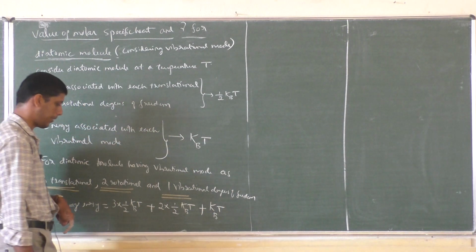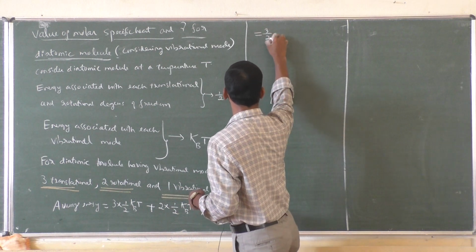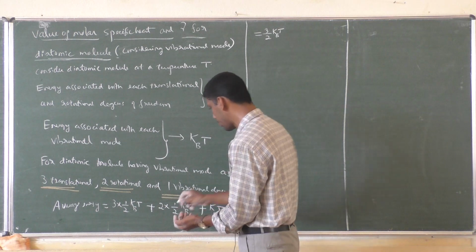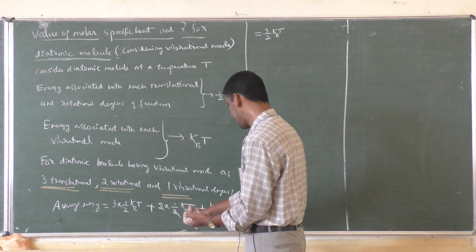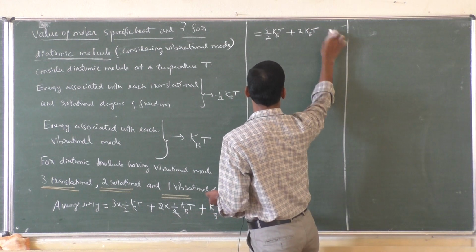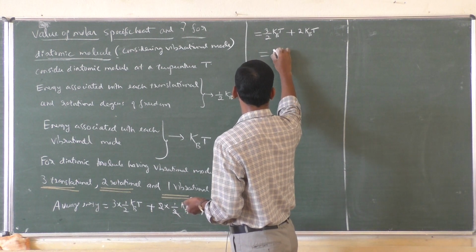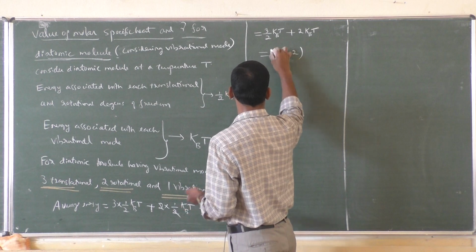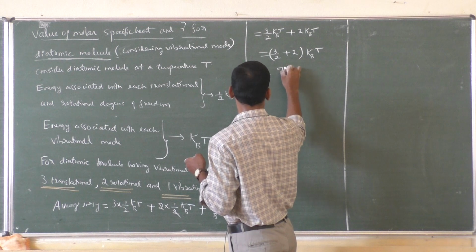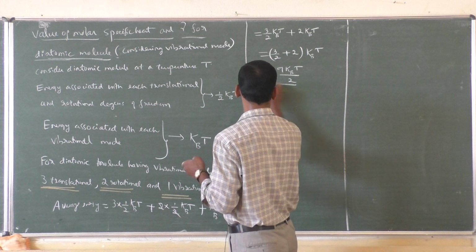Therefore on solving this we can write it as 3 by 2 kBT, plus here the 2 gets cancelled, so kBT plus kBT, 2 times kBT. So on solving this, kBT is taken outside, so 3 by 2 plus 2, that much kBT, which should be equal to 7 kBT by 2. This is the average energy value.